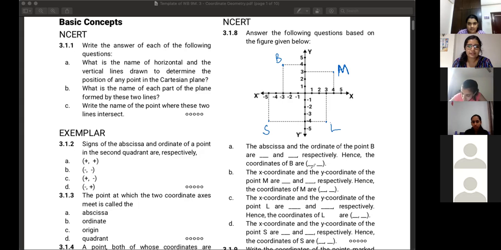Okay. In the meantime, Samriddhi, x coordinate and y coordinate of L are? Ma'am, 3, -4. 3, -4. Amazing. Ashka, coordinates of S. Ma'am, x coordinate is -5 and the y coordinate is -4. Awesome. And together they are -5, -4. Correct. Yes, that is right.